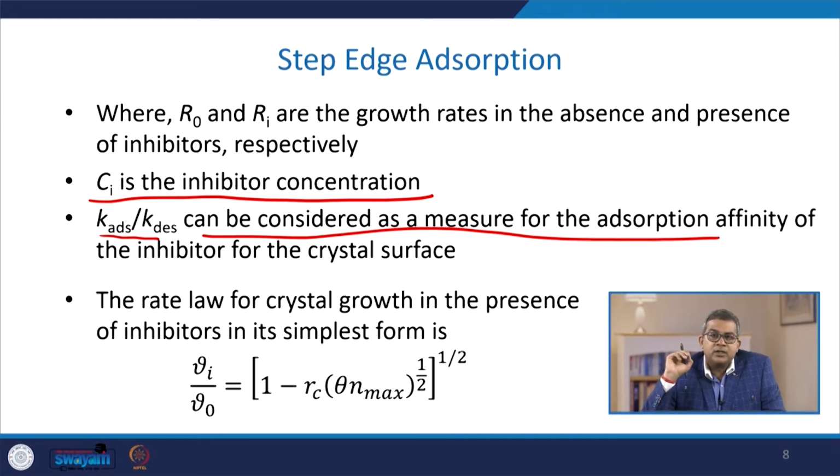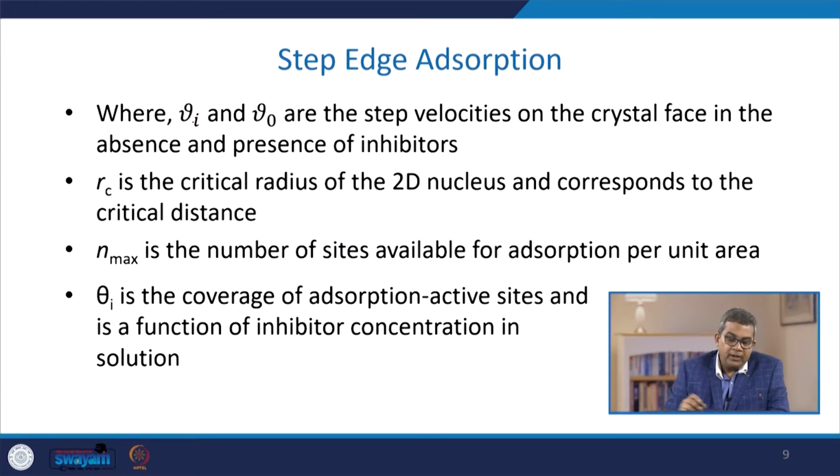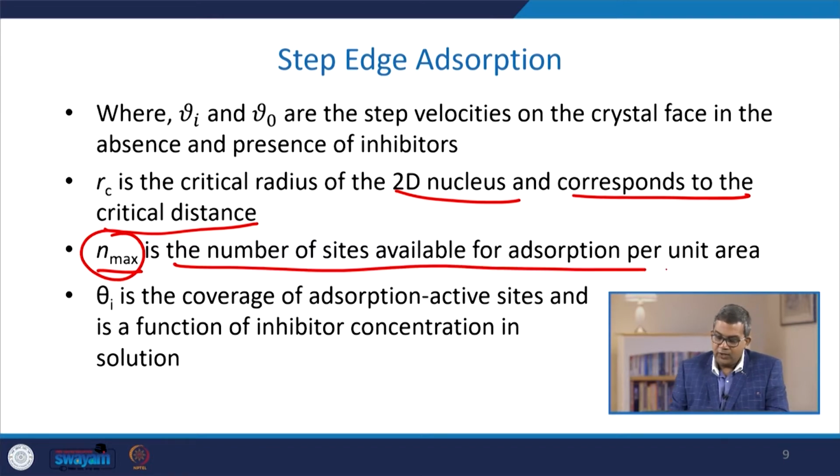The rate law for crystal growth in the presence of inhibitor in its simplest form can be represented as nu i upon nu naught is equal to 1 minus Rc times theta i times eta maximum to the power half, where nu i and nu naught are the step velocities on the crystal face in the presence and absence of inhibitors. Rc is the critical radius of the 2D nucleus and corresponds to the critical distance. Eta maximum is the number of sites available for adsorption per unit area, and theta i is the coverage of adsorption active sites and is a function of inhibitor concentration in the solution.